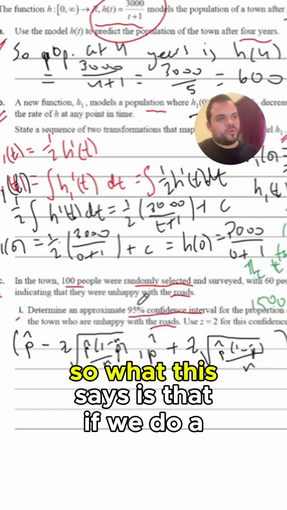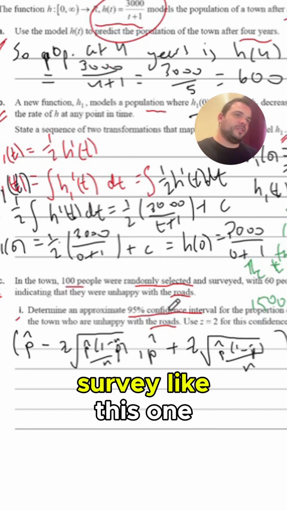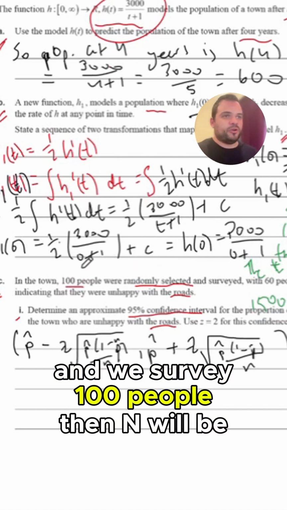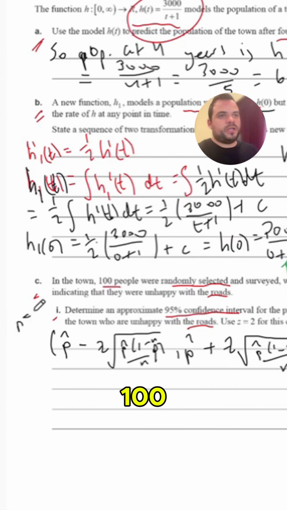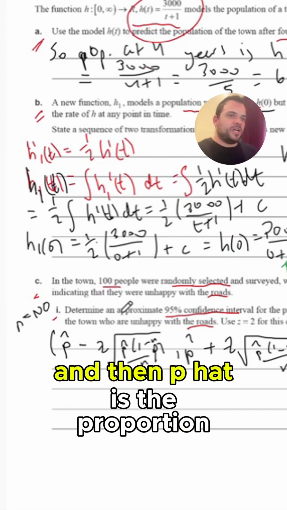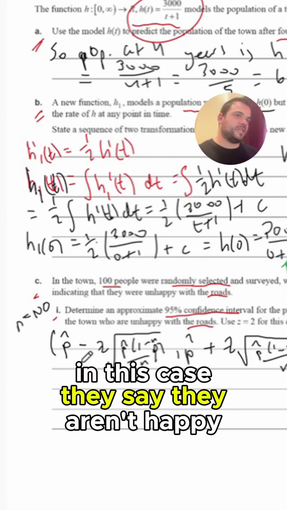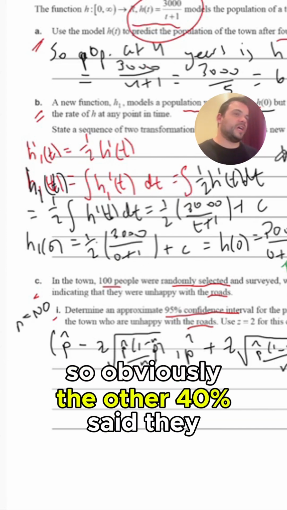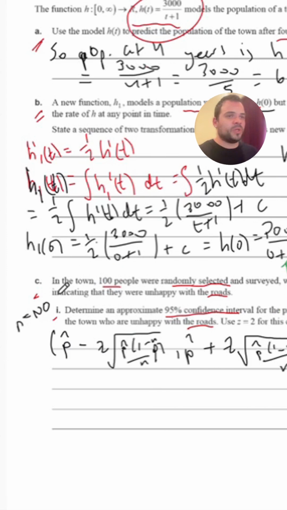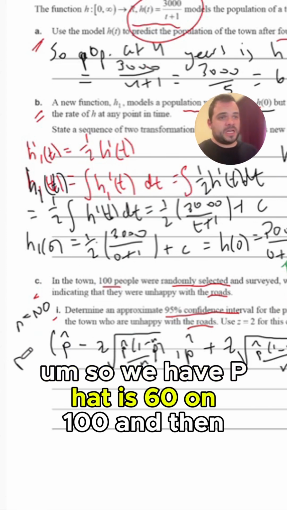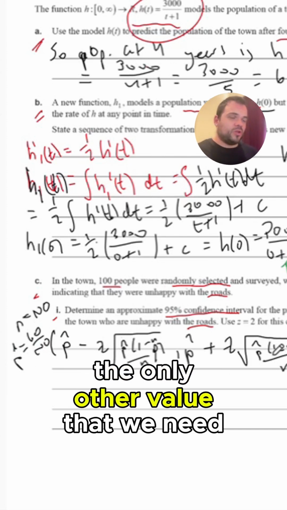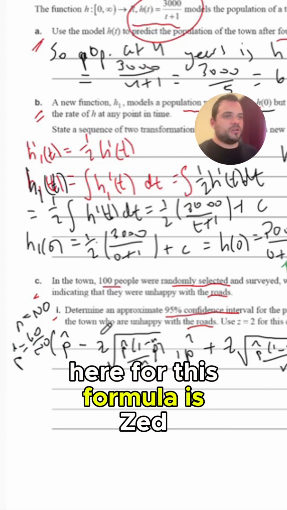Okay, so what this says is that if we do a survey like this one, and we survey 100 people, then n will be 100, so 100 people surveyed, and then p hat is the proportion of people in our sample who, in this case, say they're unhappy with the roads, so obviously the other 40% said they were happy with the roads. So we have p hat is 60 on 100, and the only other value that we need for this formula is z.